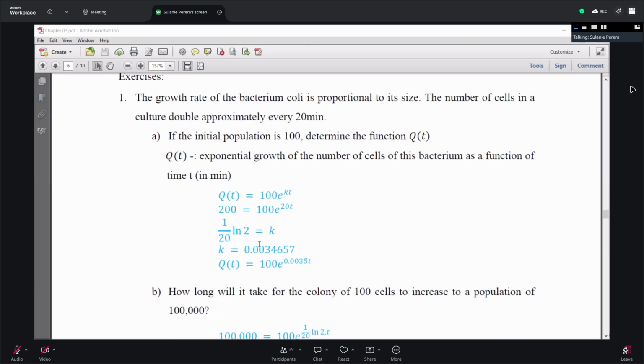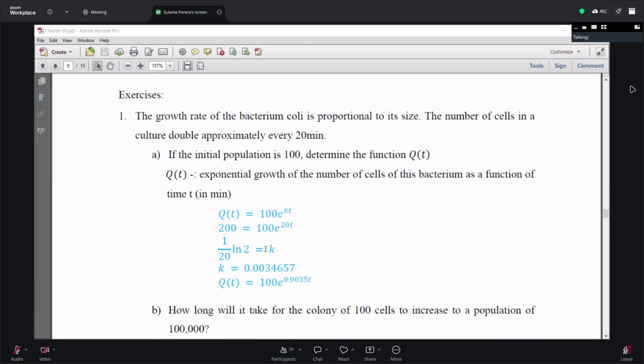So exercise 1. Let's see this. The growth rate of a bacterium coli is proportional to its size. The growth is proportional to its size. The number of cells in a culture doubles every 20 minutes. So if you start with 10, every 20 minutes it will double to 20, in another 20 minutes it will double to 40, and in another 20 minutes to 80. Every 20 minutes it doubles.